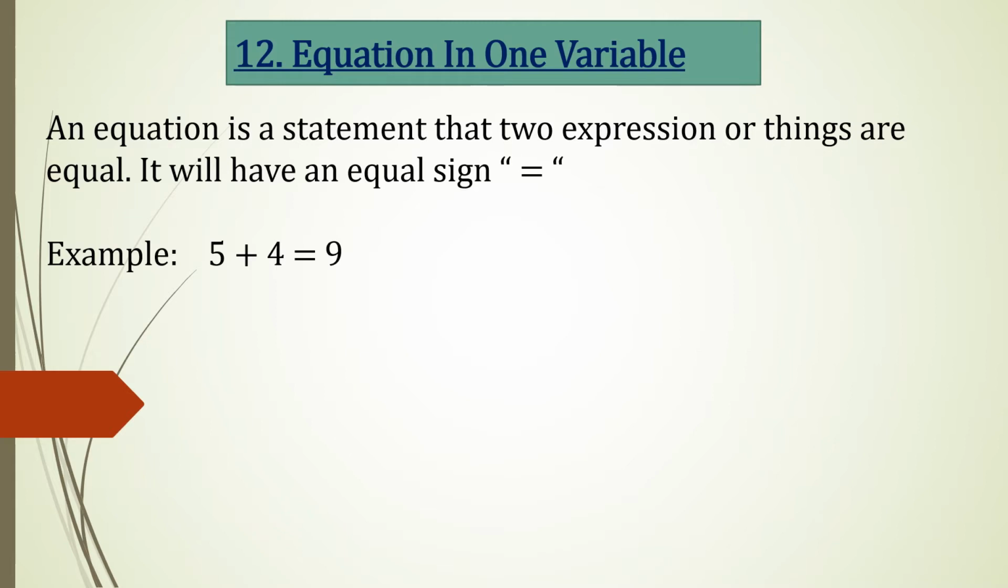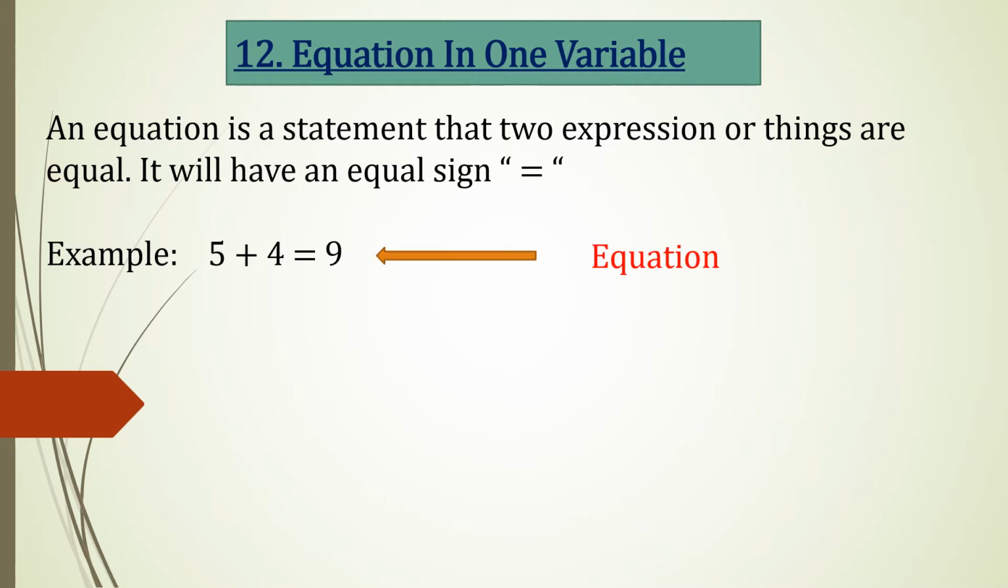And if you see my left hand side, that is one expression, 5 plus 4. If you add, that is 9. And on the right hand side I have one expression, that is 9. So left hand side is equal to right hand side. So an equation is a statement that two expressions or things are equal. So this is an equation.